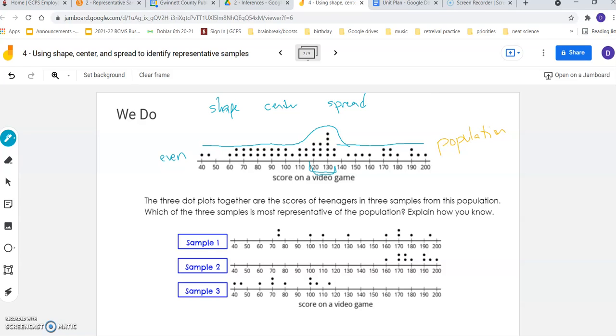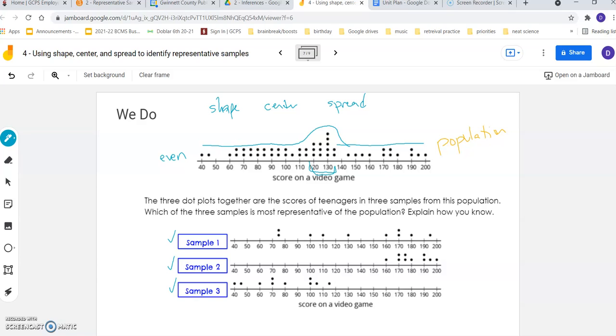So when I look at these, here I see kind of an all right even shape. Here I see kind of an all right even shape. Here I see kind of an all right even shape. So I would say none of these are terrible in terms of the shape. None of them are great. None of them look really like it in shape. None of them have the small cluster in the middle. So shape, I think they're all kind of okay. I don't think any are great.